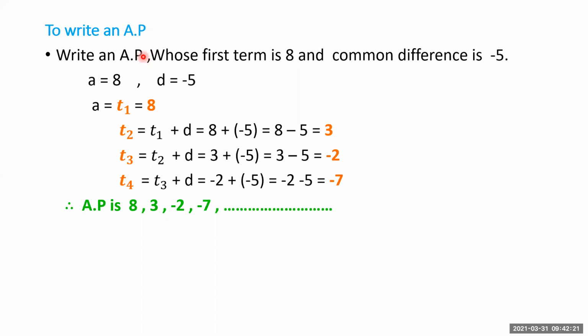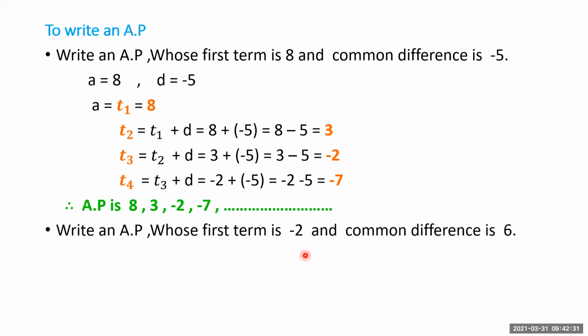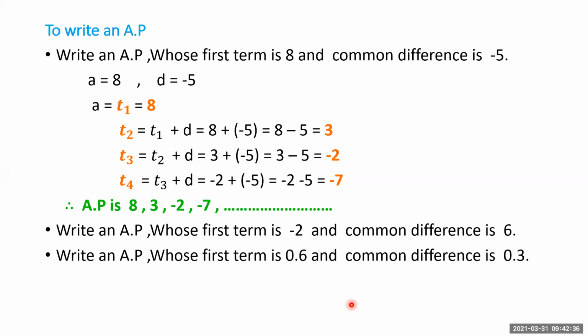To write an AP, if they ask, just you find the first 4 terms. Okay, no need to find 5 or 6 terms like that. Only 4 terms you find out. Okay, so here also some model questions I have given. Minus 2 and common difference is 6. And 0.6 and 0.3.